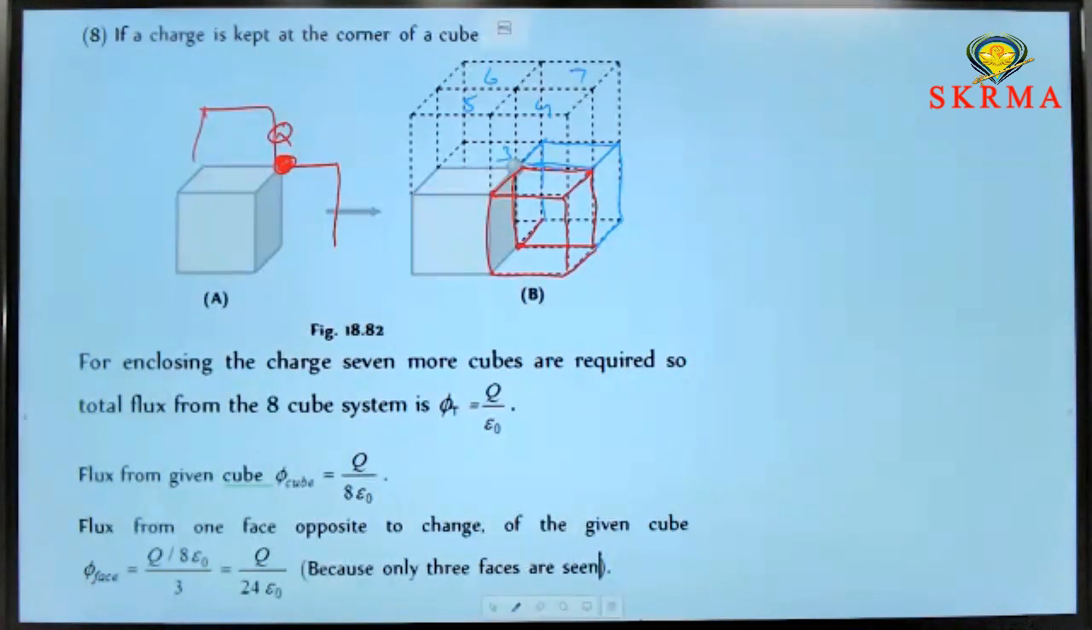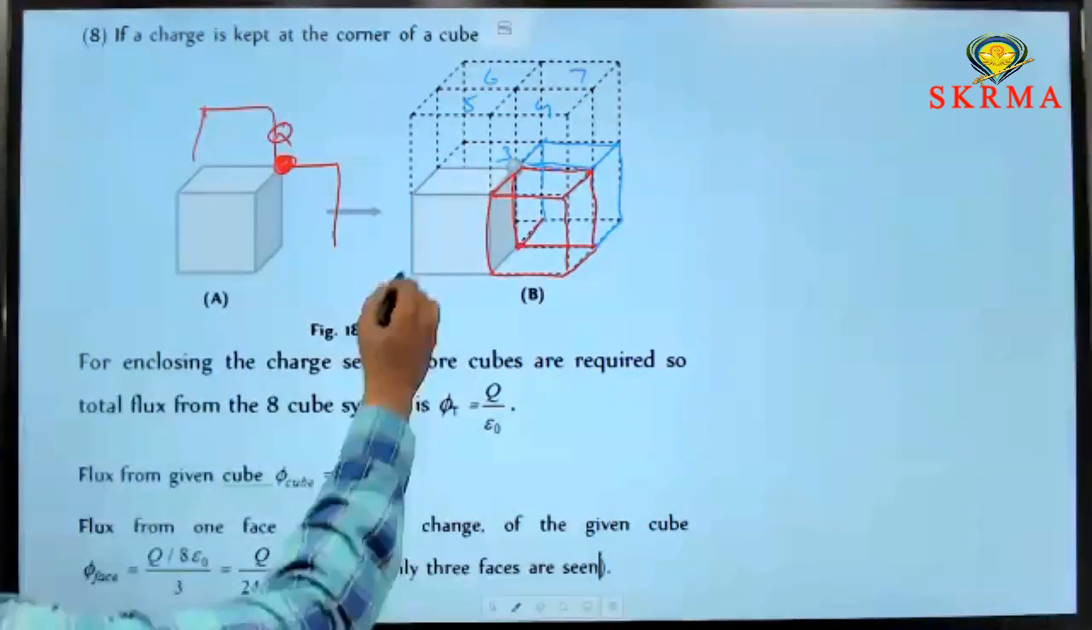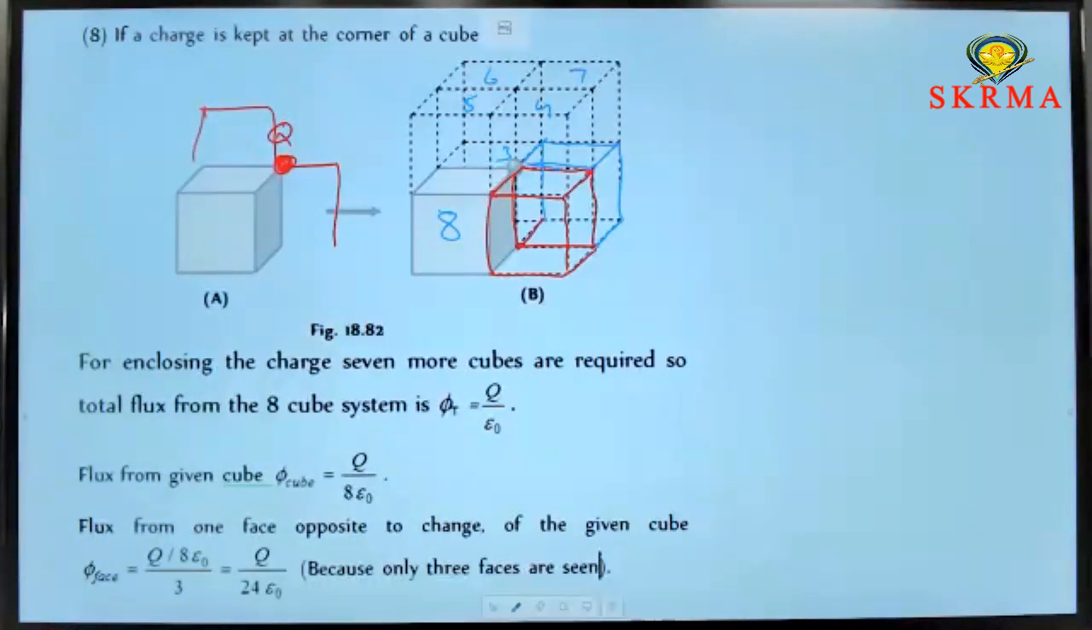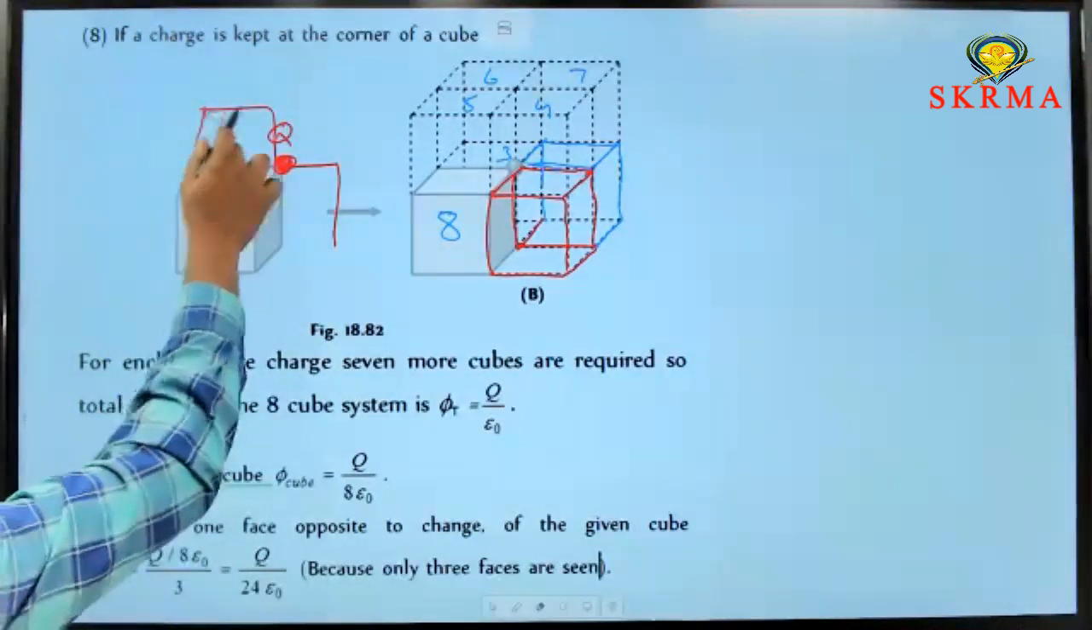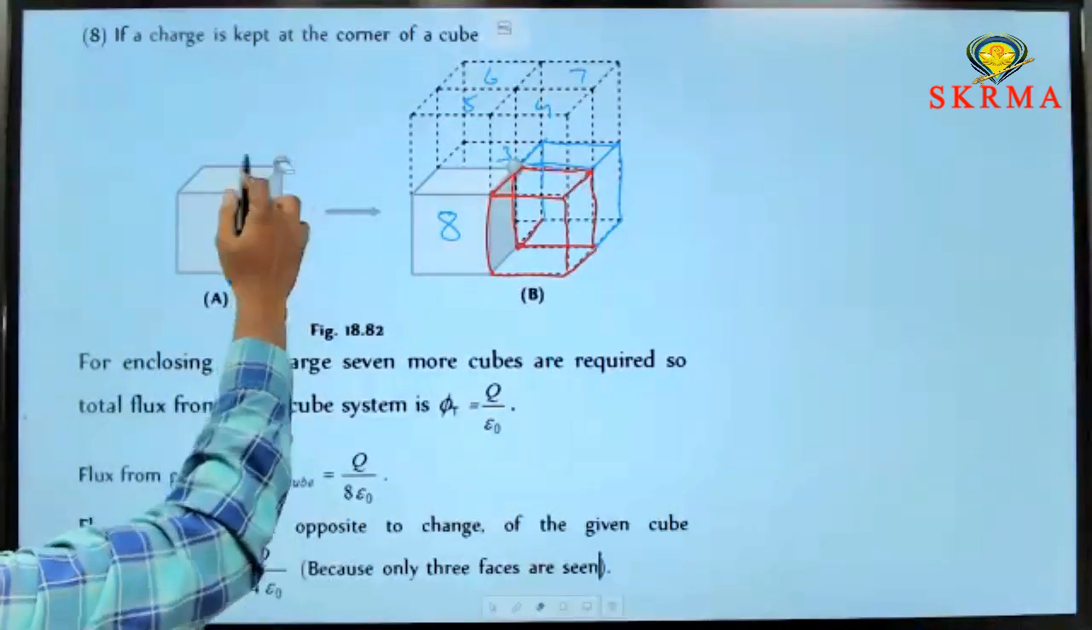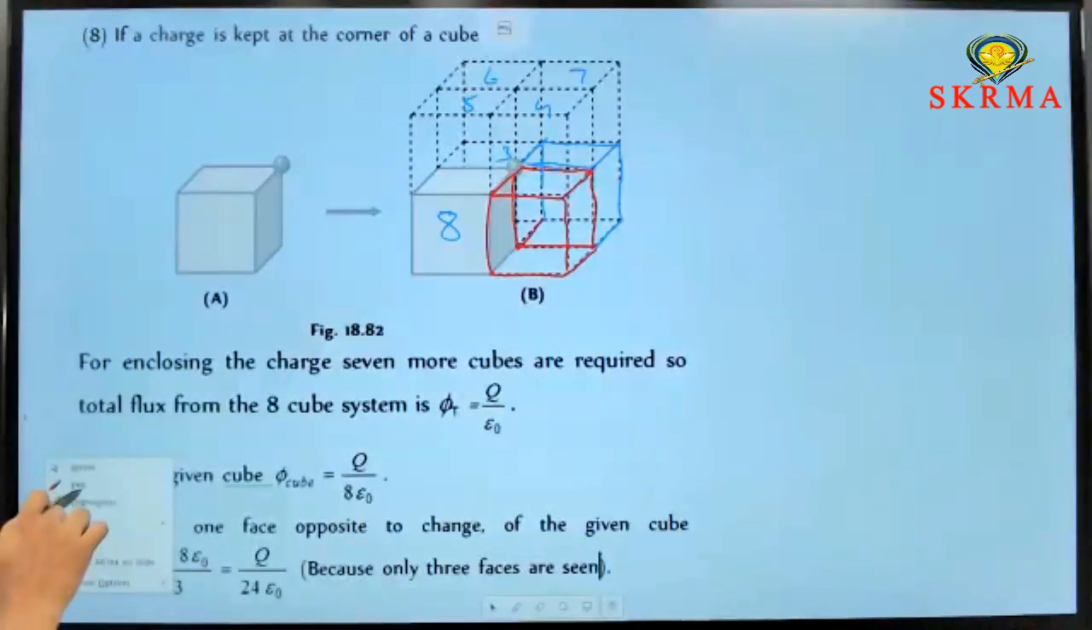So now, total how many cubes are there? Total 8 cubes are there. So is the diagram clear? To close that one, a total of 8 cubes is required. So total 8, and already one cube is there, so the extra 7 are required.